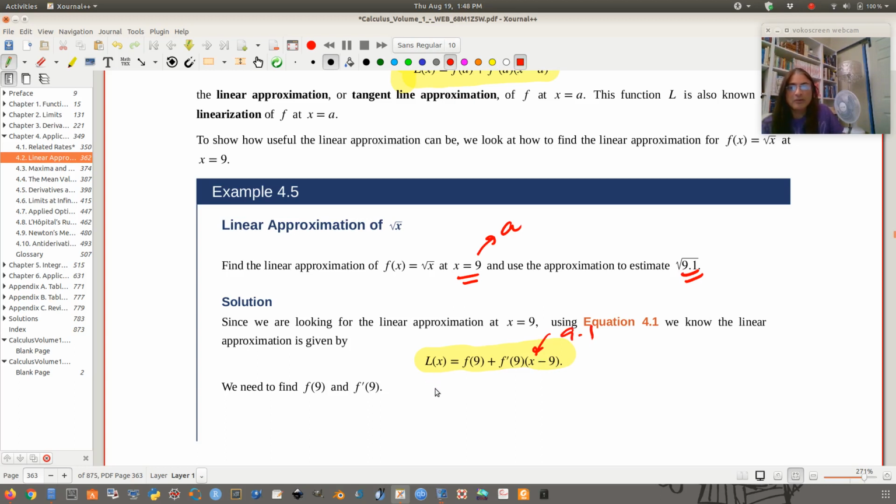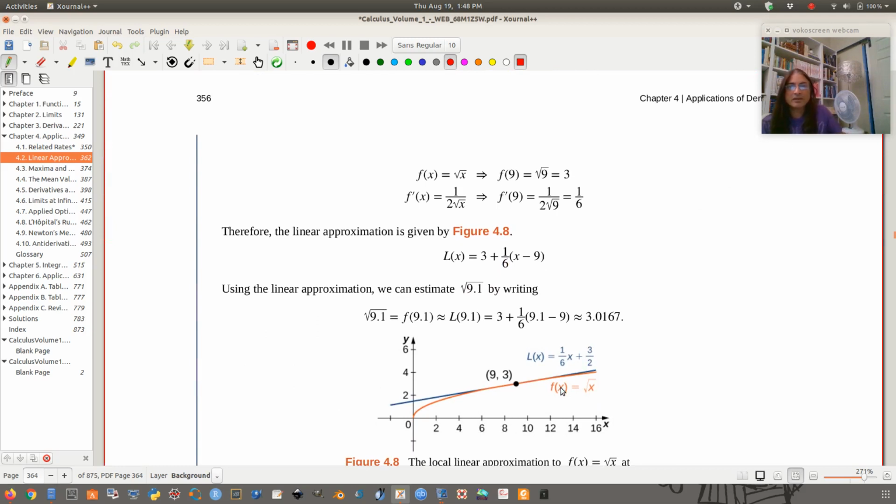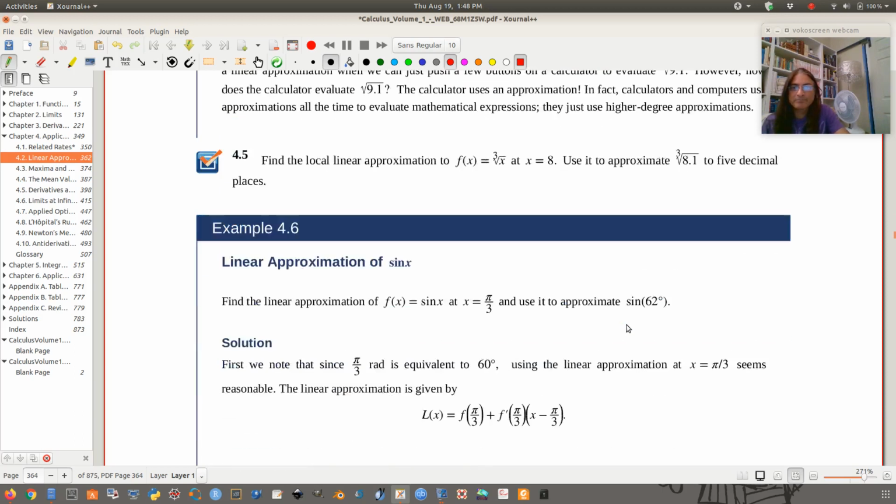So the linear approximation of the function at 9.1, or square root of 9.1, will be 3. F of 9 is 3, plus its derivative, 1 over 2 square root x, times 0.1. So this is f of 9, and this is f prime of 9, 1 over 2 square root x. You just plug it in, and you get the approximation of the function.